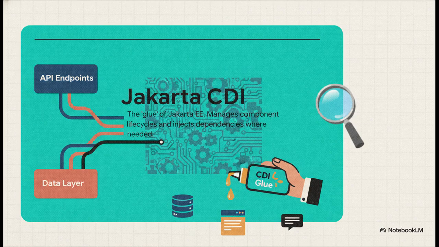So, you've got your API endpoints, you've got your data layer, but how do you connect them? Well, that's what CDI is for. It is the glue that holds your application together. Instead of you having to create all your objects by hand, you just declare what you need, say a database service, and CDI automatically provides, or injects, an instance for you. This makes your code so much cleaner and way easier to test.